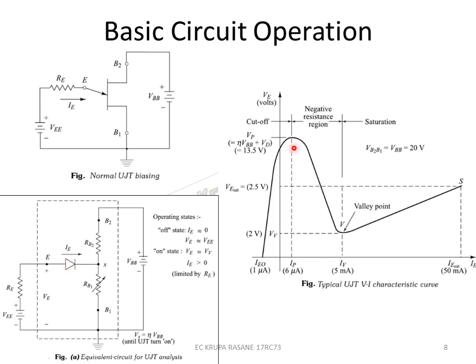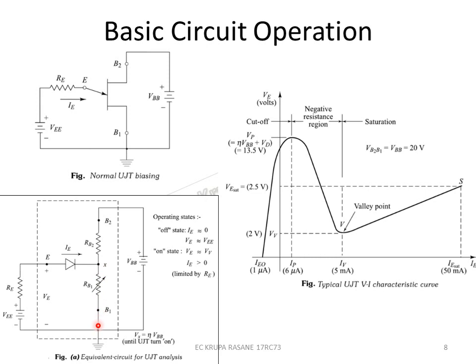So let's say that at this point the diode voltage VD is reached and the diode will start to conduct. Now as the diode starts to conduct, it will reach a value called V peak. So this is the point where it is reaching V peak, and when it reaches V peak, it becomes equal to eta times VBB. It means that when I apply VBB, I am going to have eta times VBB coming across RB1.